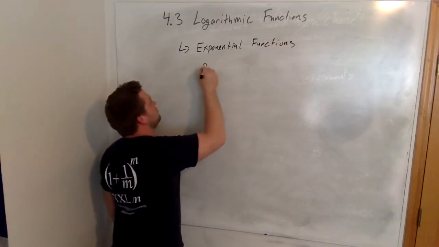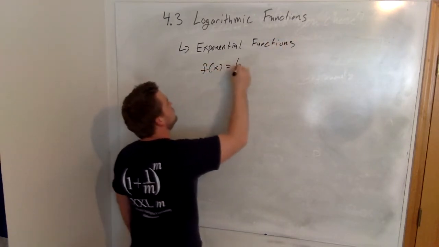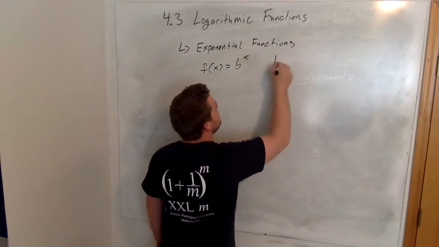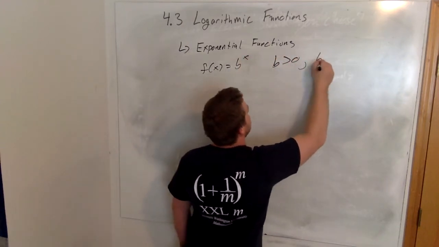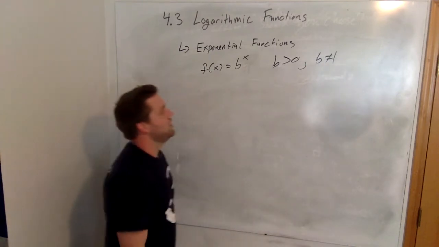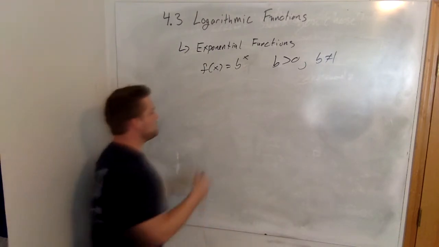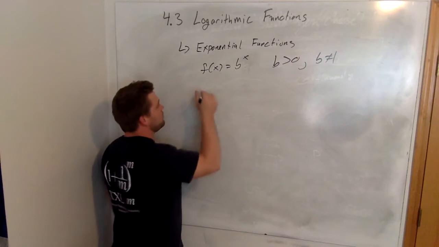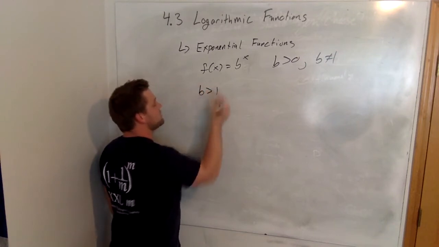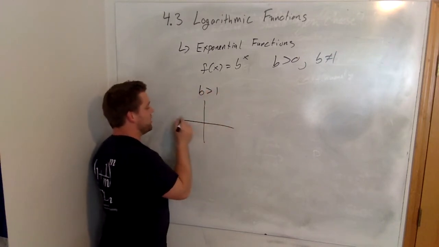Exponential functions, f of x equals b to the x. We have conditions on the base. The base has to be greater than 0, and the base can't be 1. We know a little bit about their graphs. So we know that if b is greater than 1, we have an exponential growth model.